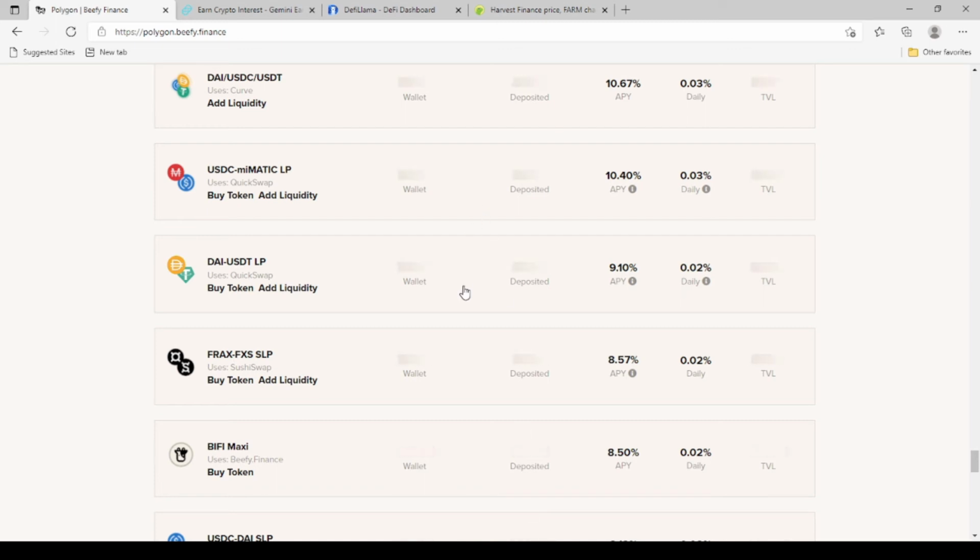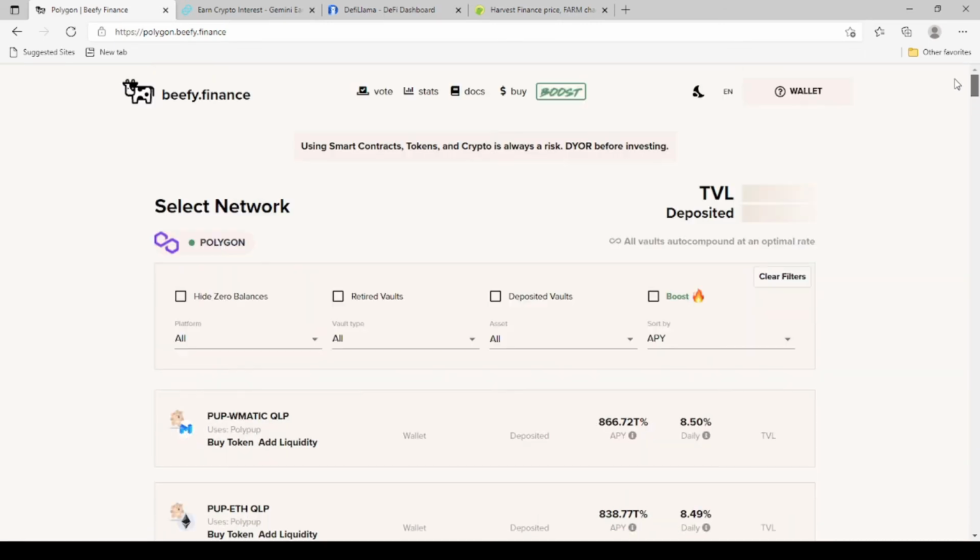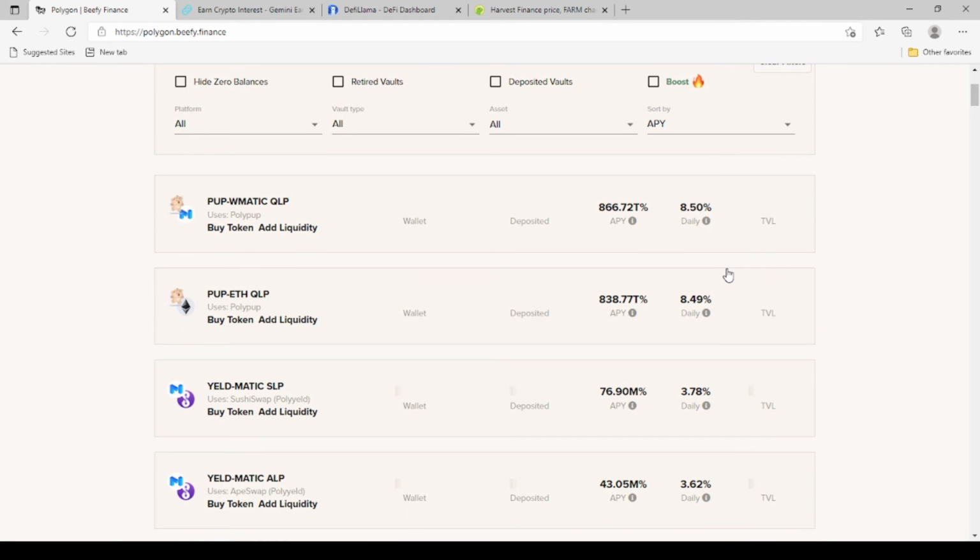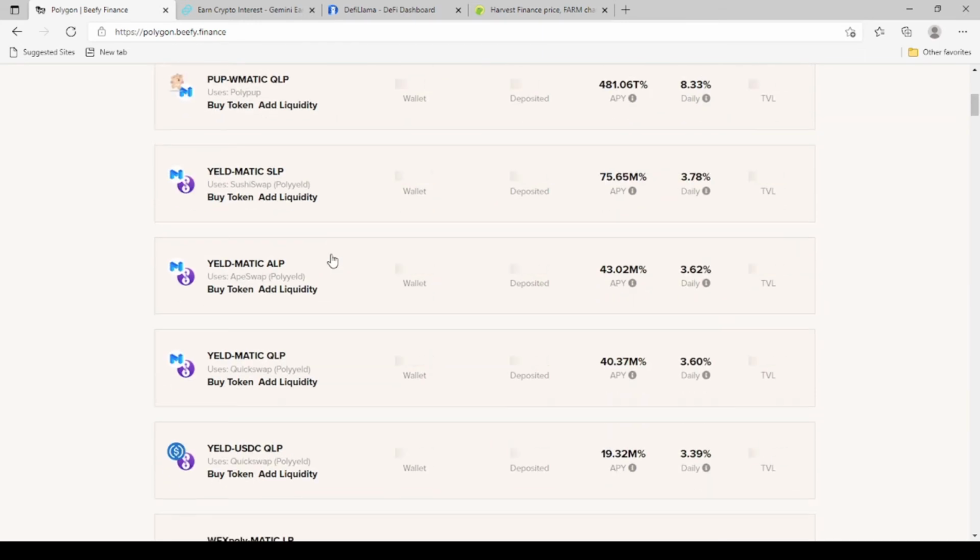The reason I want to warn you is there are plenty of other projects out there, but some of these are kind of ridiculous. For example, this APY over here, if I'm reading this right, is 866 trillion percent. And just based on the name Polypup, it might be trying to cash in on these weird dog coins, and it just looks really scammy.